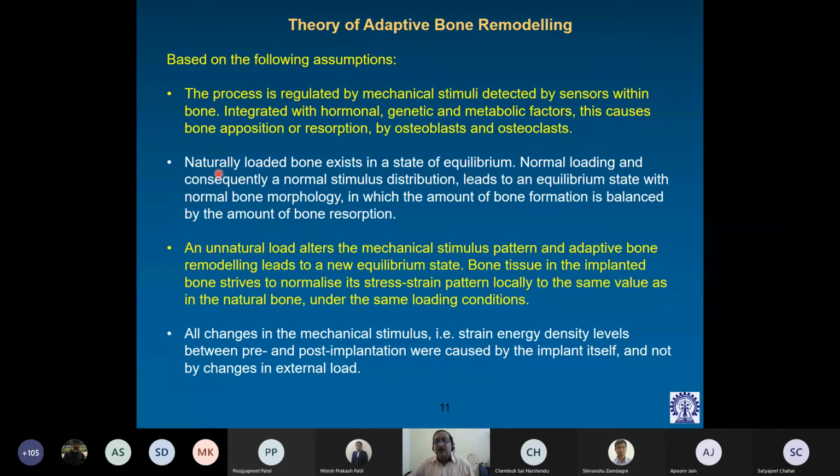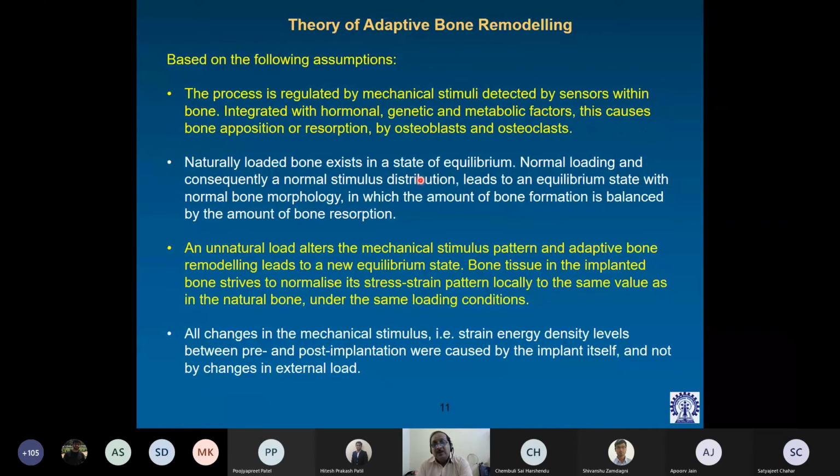And this goes on continuously inside the human body. The osteoblastic activity and osteoclastic activity are continuously going on inside the body. For a normal patient, this always reaches an equilibrium state. The rate of bone resorption is equal to the rate of bone apposition. Thereby, there is no net increase or decrease in the bone volume in a normal person. But changes in the mechanical environment trigger bone remodeling.